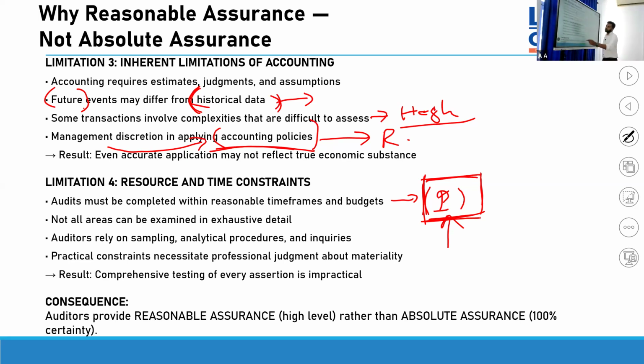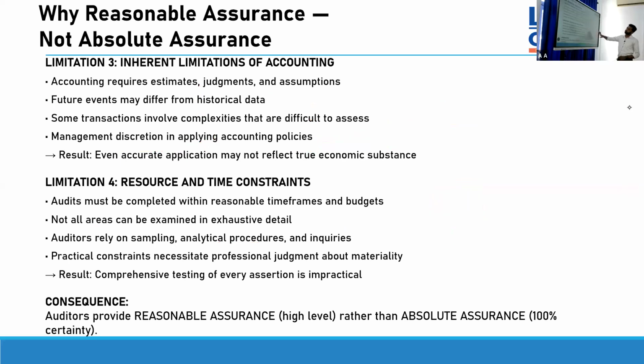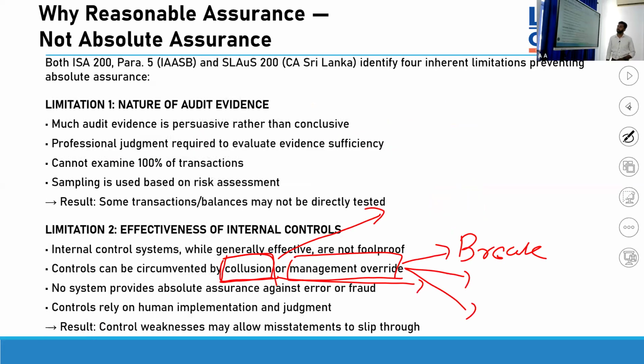So not all areas can be examined in exhaustive detail. Because of this time constraint, we won't be able to test all areas. We only test the material transactions, right? Therefore, we only rely on sampling and analytical procedures as well as inquiries. So these are the four inherent limitations that prevent us from providing absolute assurance.